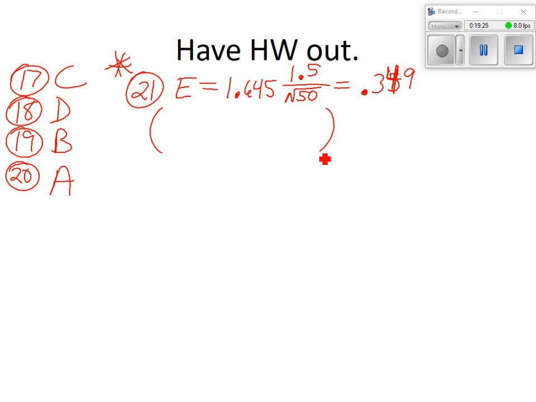Now to create a confidence interval, all we're going to do with this E, on this side, we subtract it. On this side, we add it. But first we need to know what our X bar was. What was our X bar? 12.3. Everybody agree with that? Minus 0.349. And then on the other side, 12.3 plus 0.349. That's how you're going to make your confidence interval. If I get this first side over here.